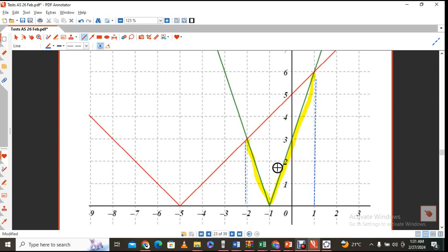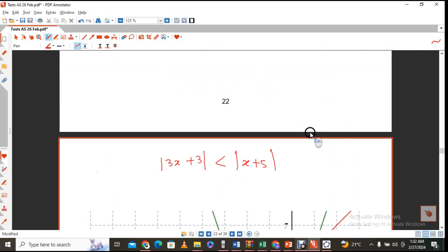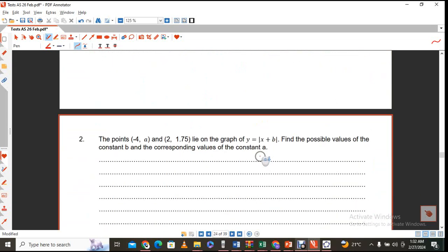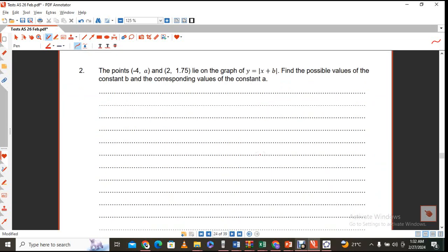So when will one function be below? It will be when the values of x as a range are less than 1, greater than -2. This is what we refer to. If you were to sketch it, that's exactly what it would mean, if you were to solve it using that particular method. Okay, right, so that brings me to the second question.